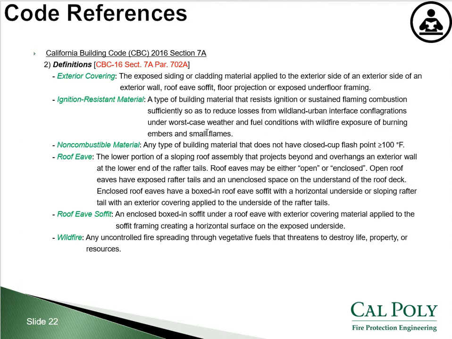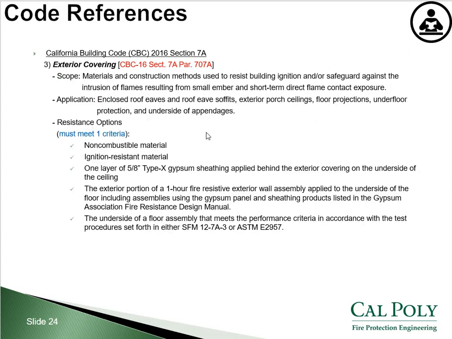To summarize the organization of how the codes are applied, the governing document is the California Building Code that references 5 resistance options of either specifying non-combustible material, ignition-resistant material, append a layer of type X gypsum, extend fire rating of the wall assembly, and conform to either one or two testing standards of SFM 127A3 or ASTM E2957.